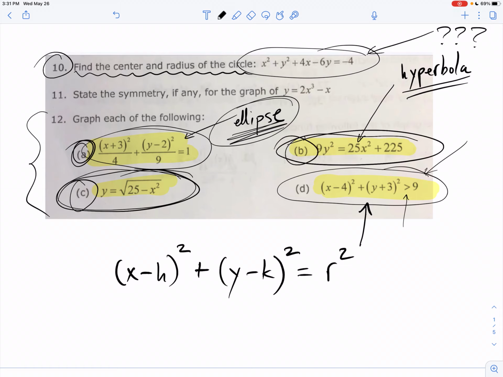And then you might see question 11 here, because it's grouped in the same spot in the packet. It says, state the symmetry, if any, for the graph of, and then they give me this picture they want me to look at. That has to do with something called odd and even functions. And that is one of those things I told you should look up, because there's plenty of really good stuff, and it's a visual concept you'll see. So please Google that one.